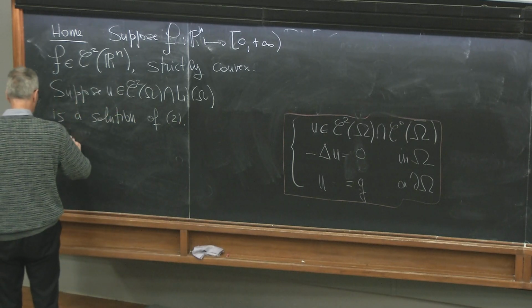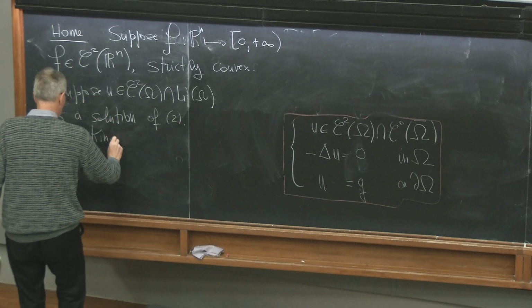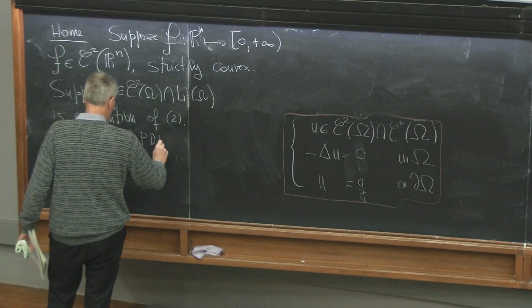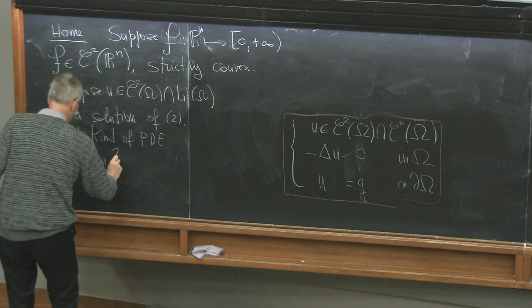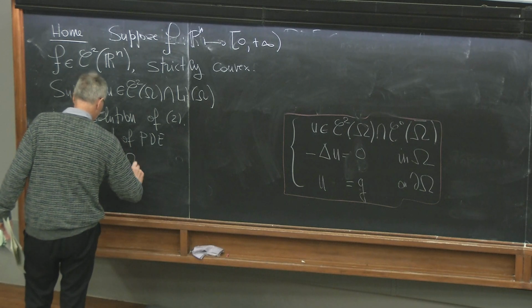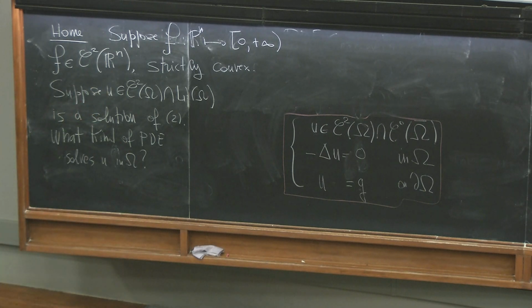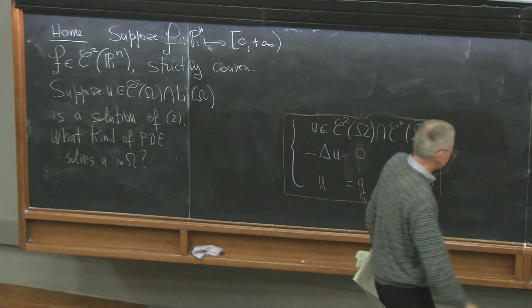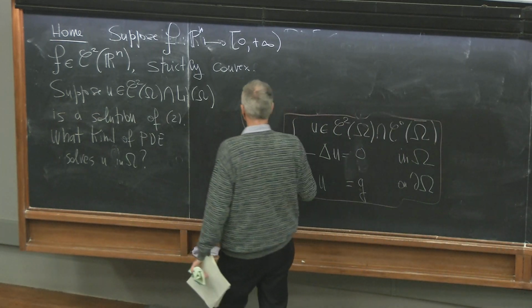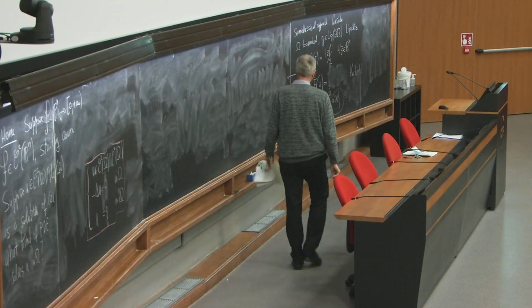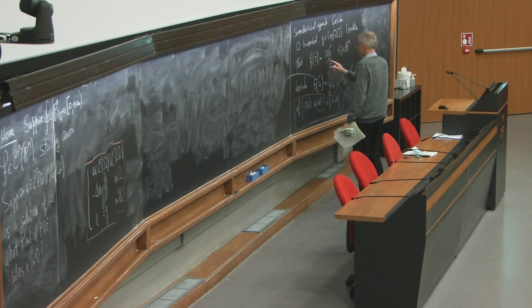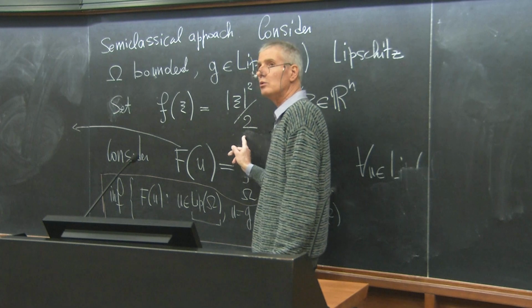What kind of PDE should u solve? Solves u in omega? Isn't it the same as the Laplace equation? No, because f is any function of the gradient, no? It's not specified. We got the Laplace equation exactly because this is exactly the norm squared divided by 2.